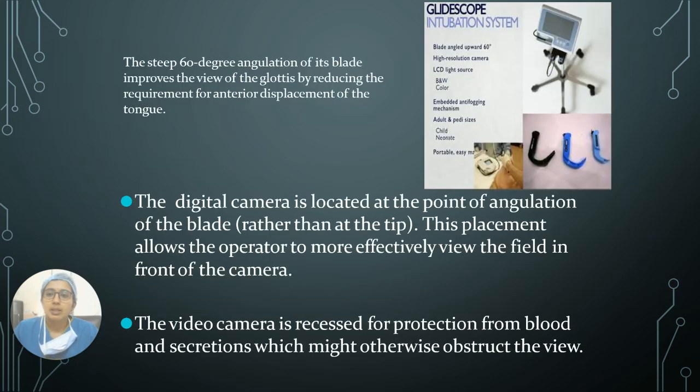The steep 60-degree angulation of its blade improves the view of the glottis by reducing the requirement for anterior displacement of the tongue. The digital camera is located at the point of angulation of the blade. This placement allows the operator to more effectively view the field in front of the camera. The video camera is recessed for protection from blood and secretions which might otherwise obstruct the view.